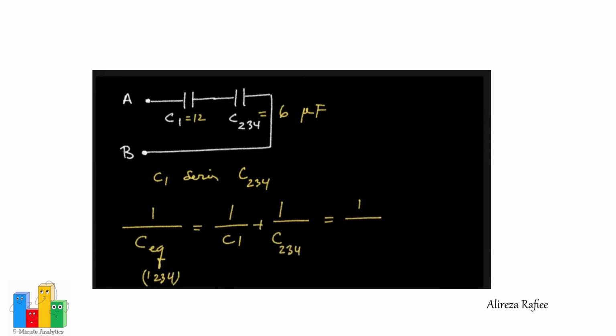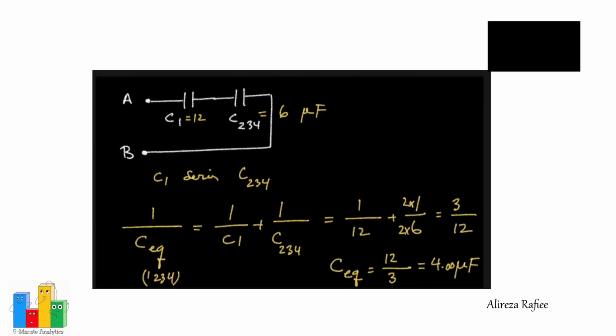Let me just replace it. 1 over 12 plus 1 over 6. That's like 2 over 12. That's 3 divided by 12, which means C equivalent is 12 divided by 3, which is 4 microfarad. Now I have 3 significant digits, so we will report a number with 3 significant digits.